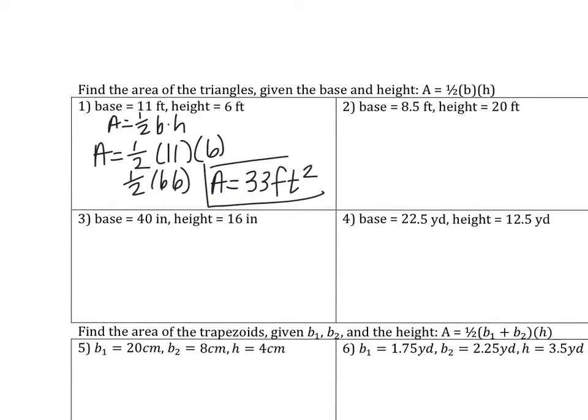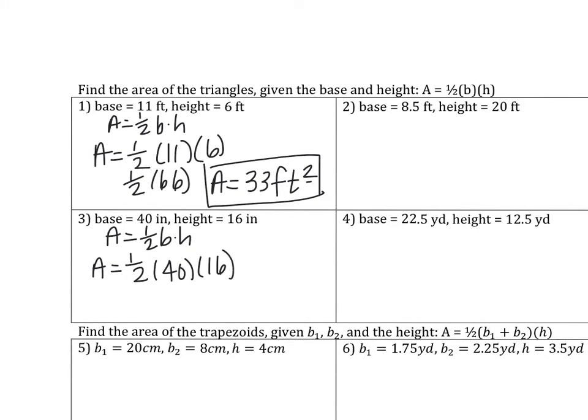Remember, whenever you're finding area, you're finding how many squares are in there. So it's feet squared. We're going to take a look at number 3. We're going to do the same thing. We're going to find the area of a triangle. Area equals half of the base times the height. So area equals half, 40, 16.